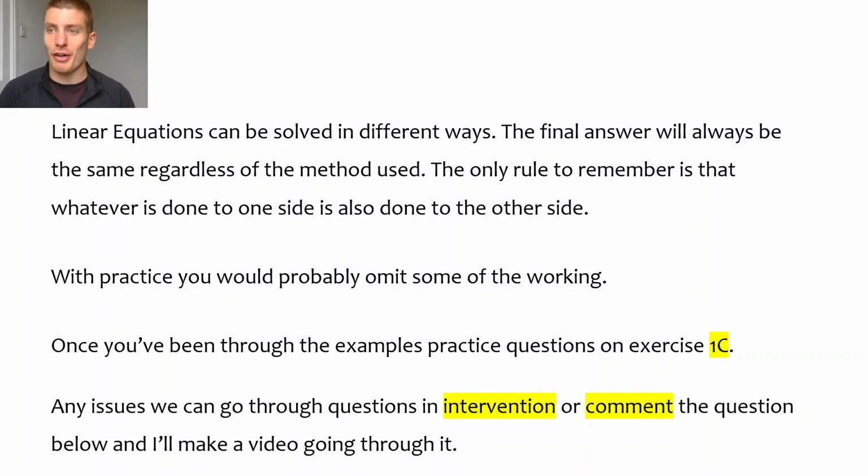I will read the first paragraph, which is from the book, but I think it's quite nice to be thinking about how we solve linear equations. And it says, linear equations can be solved in different ways. The final answer will always be the same, regardless of the method used. Okay? And you'll see what I mean by that as we go through. The only rule to remember is that whatever is done to one side is also done to the other side.